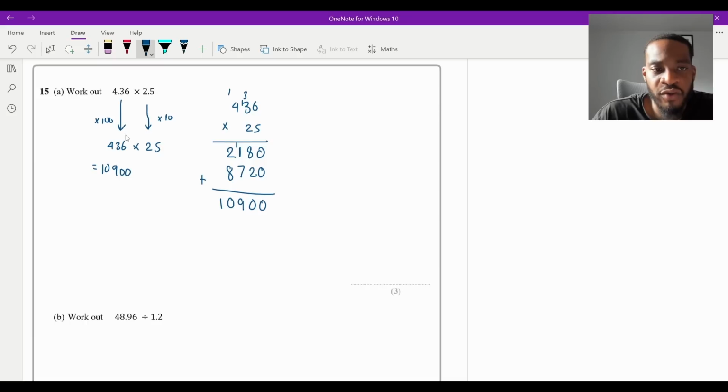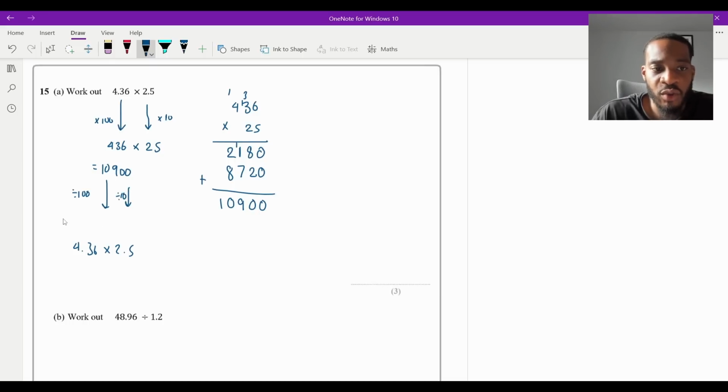But what did we do originally? We times by 100 and then we times by 10. So to reverse it back to get 4.36 times by 2.5, I have to reverse that. So I'm going to divide by 100 and I'm going to divide by 10, right? Which is overall just dividing by 1,000, isn't it?